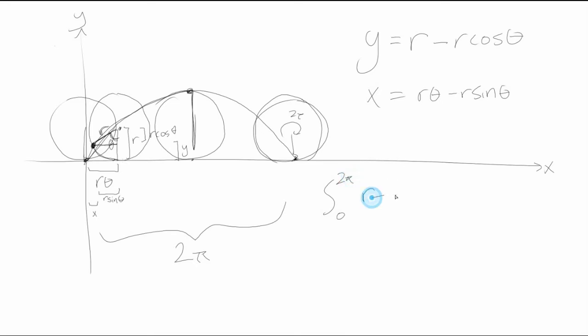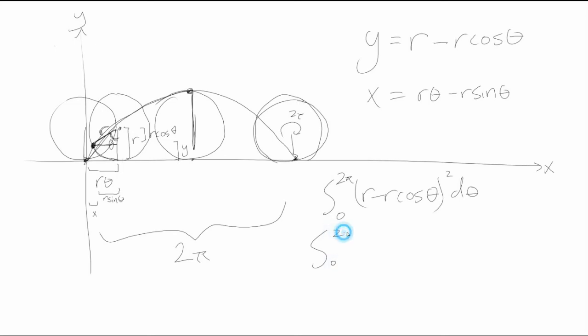Instead of y, we put in r minus r cosine theta. But we still have this dx right here. Let's try to put dx in terms of theta. dx over d theta, let's take the derivative of this, is just going to be r minus r cosine theta. Interesting coincidence. So dx equals r minus r cosine theta d theta. Alright, that helps. Since it's just r minus r cosine theta, we can just square this and put it in d theta. This is much easier to solve.